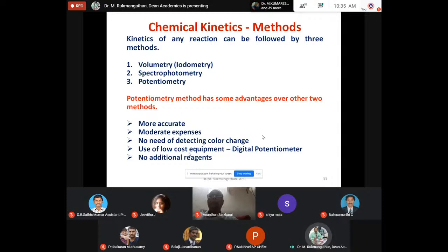The results obtained will be more accurate, and we can complete our research work with moderate expenses. We need not spend a much larger amount. Here we are not going to employ any indicator, so the detection of color changes is not needed. We can get the results only by plotting the graph with the help of the observed results. So there will not be any difficulty in detecting the color change. The equipment that we are using is of moderate cost, a digital potentiometer, which is available in all the chemistry laboratories of all the institutions. With that digital potentiometer, we can carry out our research works. Not many additional reagents are required in the potentiometric study.